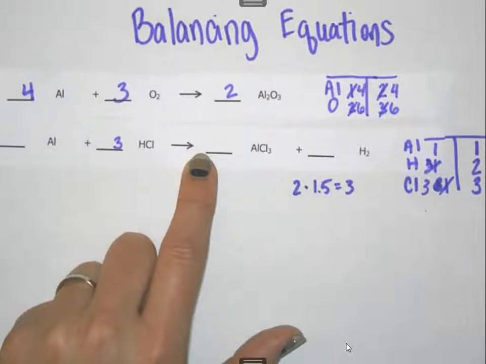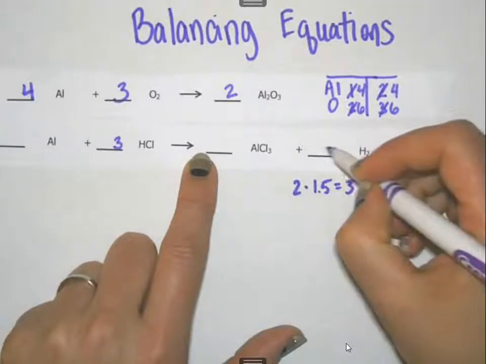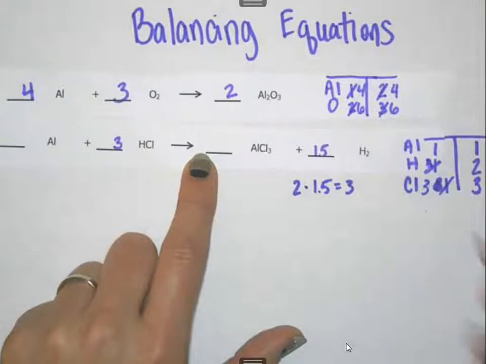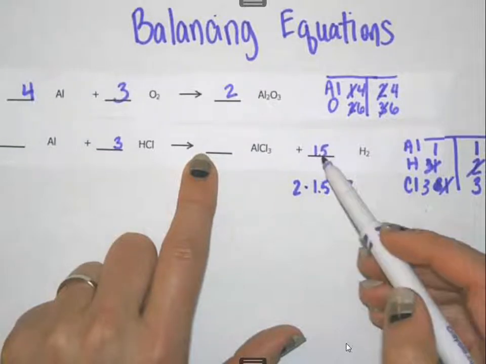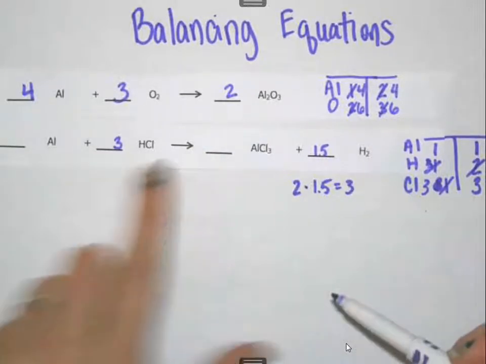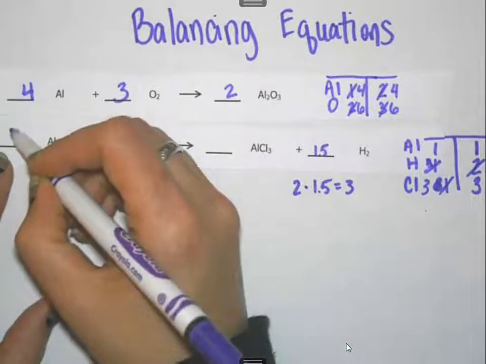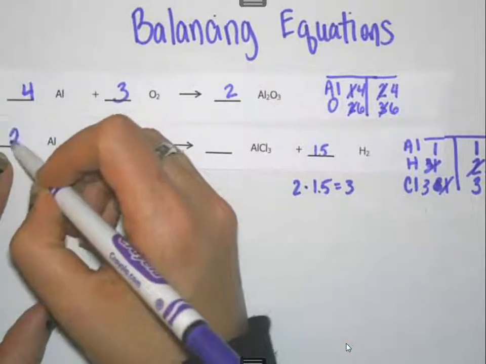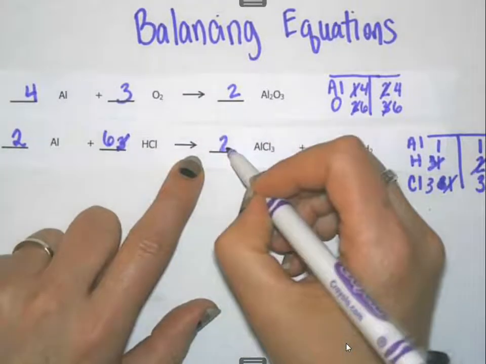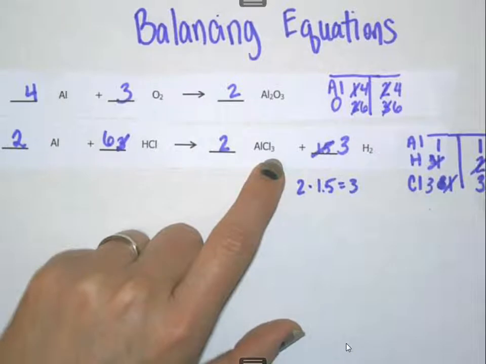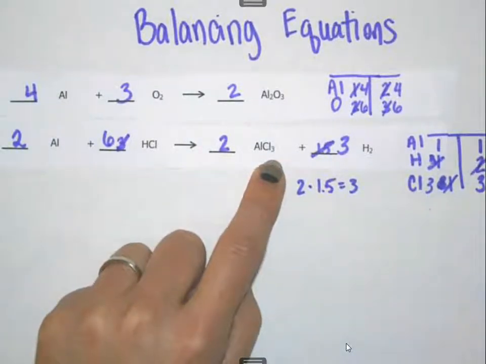So one of the things that you can do is I can put 1.5 here for a minute, and that'll make 3 hydrogens on that side, and everything looks balanced. 1 and 1, 3 and 3, 3 and 3. The only issue is I can't keep 1.5. But I can get rid of a half by doubling everything. So if I come back over here and multiply everything by 2, the 1 that's here will become a 2, this will become a 6, this will become a 2, and that will become a 3. Everything should be balanced. We can go back through and double check.